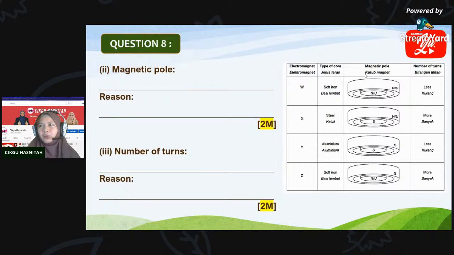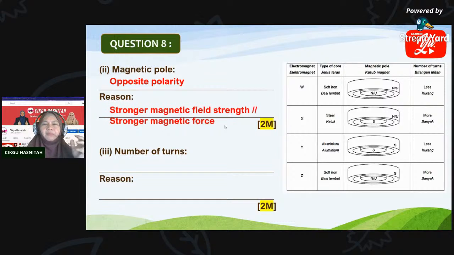The magnetic pole, better to be same or better to be opposite pole? So the answer is, we choose opposite polarity. Yes, soft iron, Wei Lun. So we choose a pole of opposite polarity. Why? Opposite polarity will cause the force of attraction, so it will give a stronger magnetic field strength. Stronger magnetic force will be acting on the scrap metals.